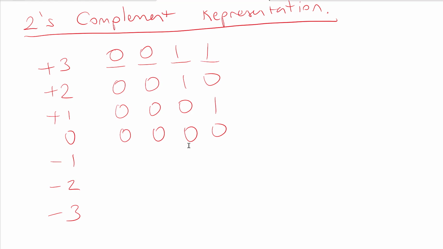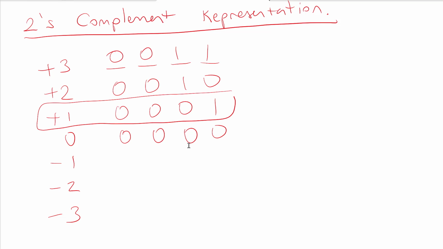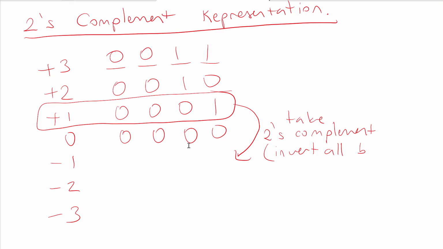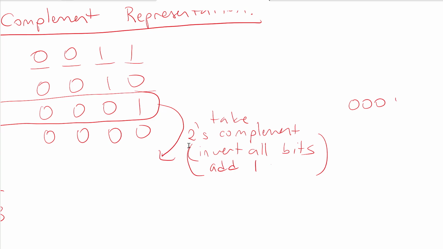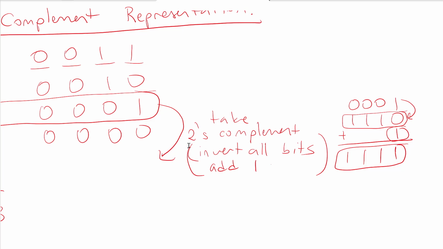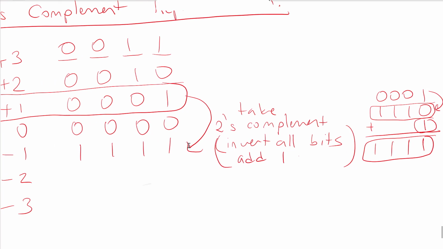For minus 1, it is similar to one's complement representation. To find the representation of minus 1, I first look at plus 1 and then I take 2's complement. Taking 2's complement means invert all bits, then add 1. So I take 0001, first I flip all the bits, then after that I add 1 to it, and I will get 1111. This is the negative representation of 1, which is minus 1 in 2's complement.